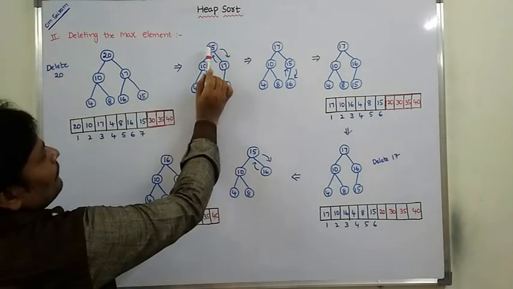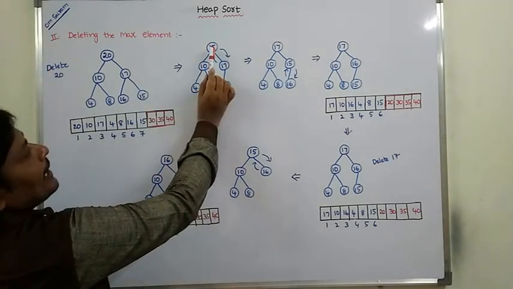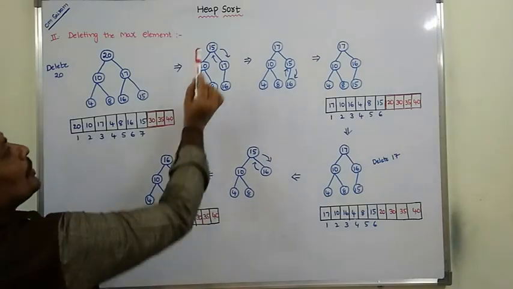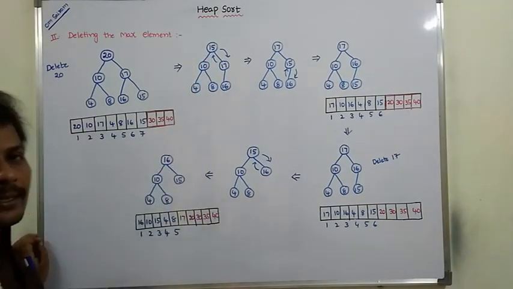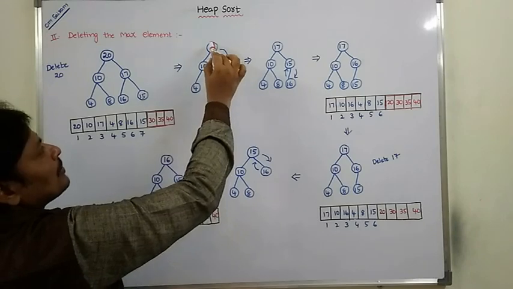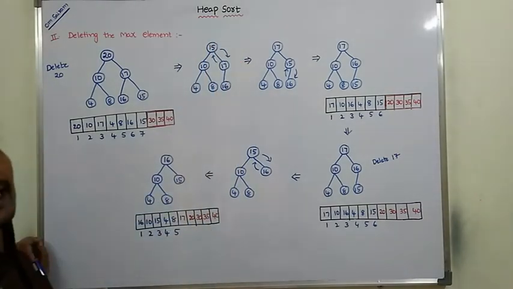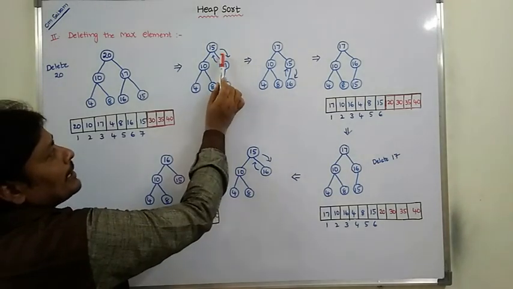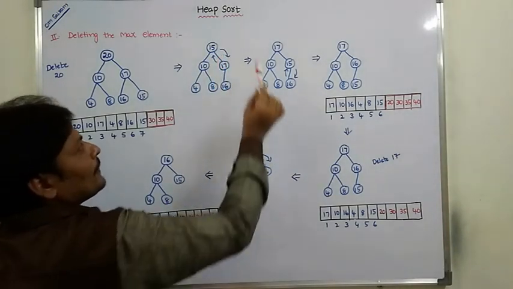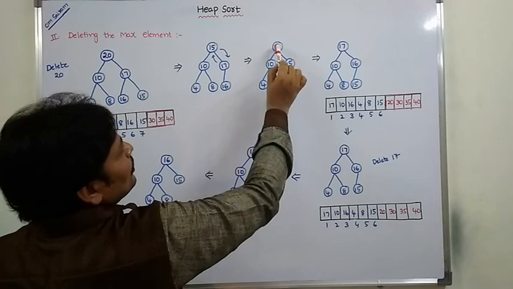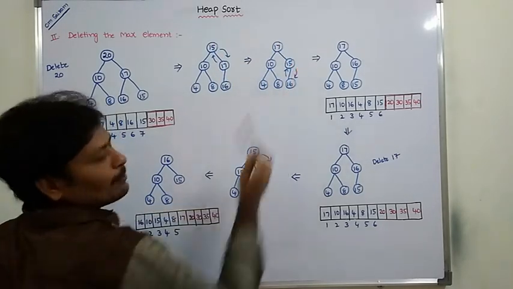So now 10 and 17 have the parent 15. So 15 is greater than 10? Yes, it satisfies the maximum heap property. 15 is greater than 17? It is false. It does not satisfy the maximum heap property. Then swapping can be done. After swapping, 17 goes to this place and 15 goes to this place.